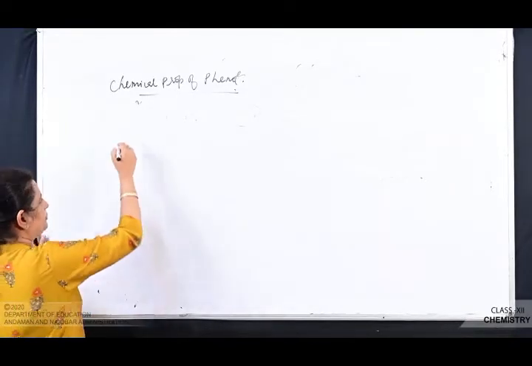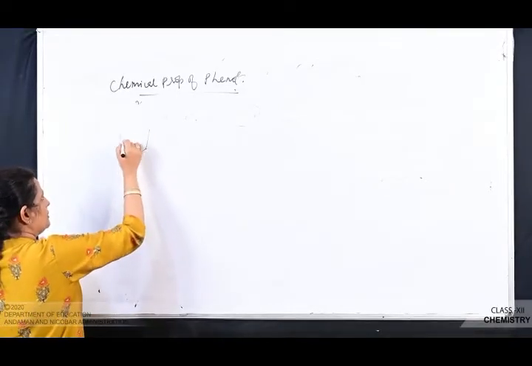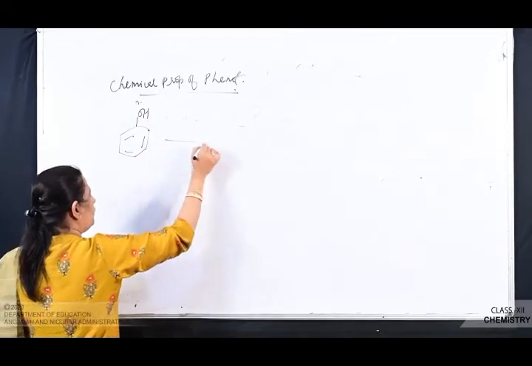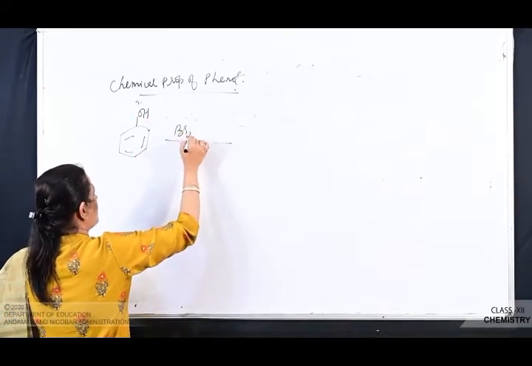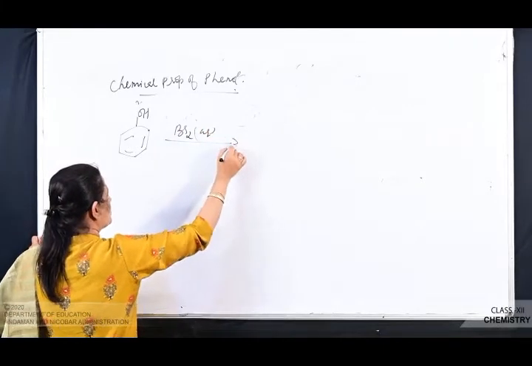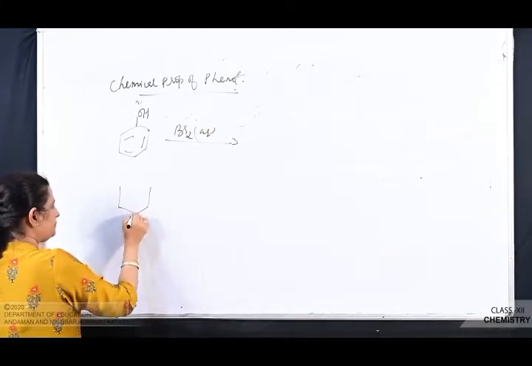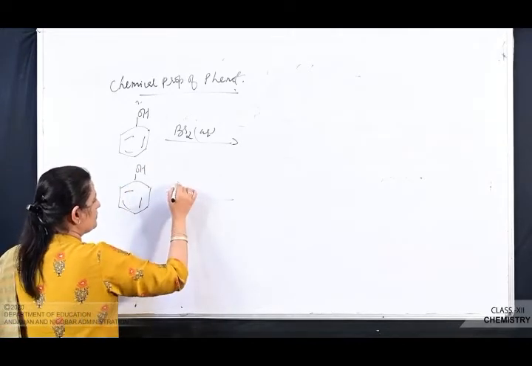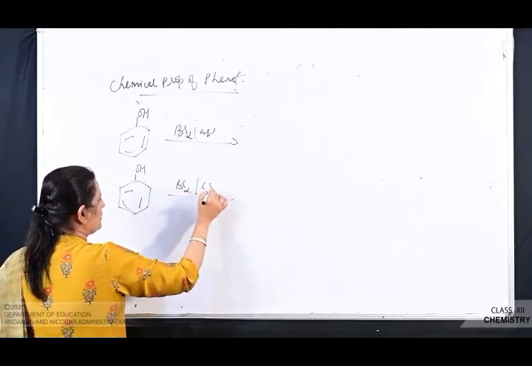The first one we'll go through is bromination. Now listen carefully, here you get a few reasoning questions. Now phenol when treated with aqueous bromine, here I am writing one reaction, and then phenol when treated with bromine in presence of carbon disulfide.